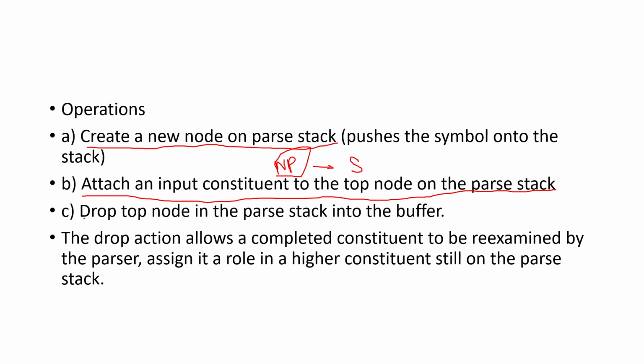Okay, and drop node in the parse stack. Drop. So this create node on the stack is similar to pushing onto the stack, and drop is actually popping symbols from the stack and putting it back to the buffer. Okay, so again it is like the shift reduce parser itself. You have got a stack as well as the buffer. Create node is equivalent to pushing elements onto the parse stack, and dropping is to pop it and place it onto the input buffer. Okay, and another operation you have is attaching an input constituent to the top node of the parse stack.